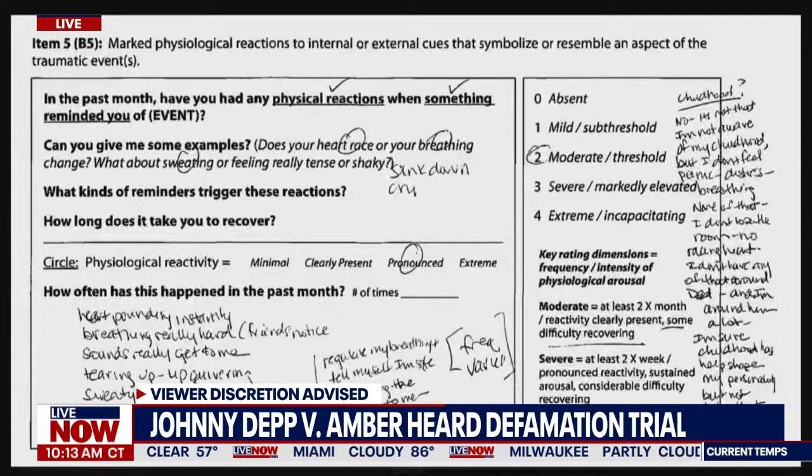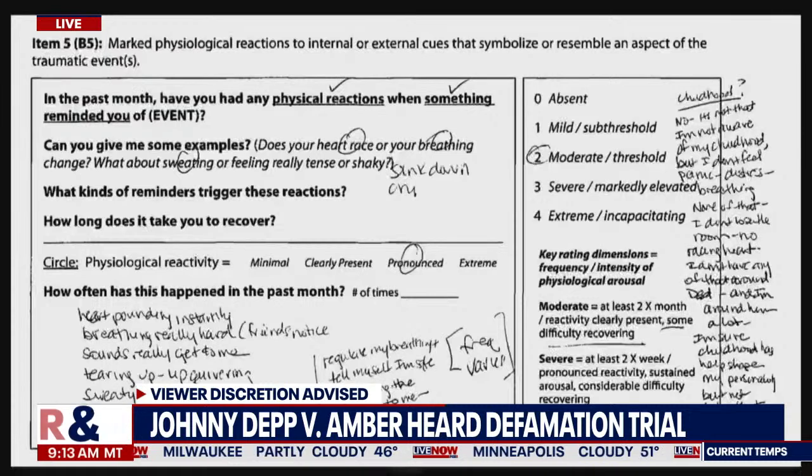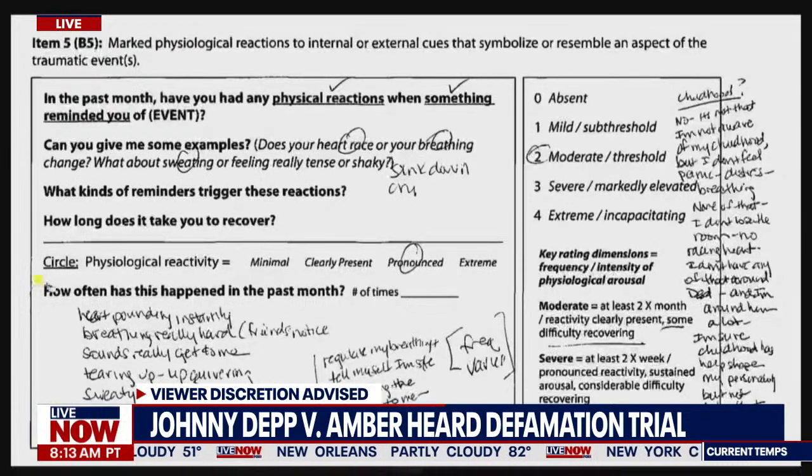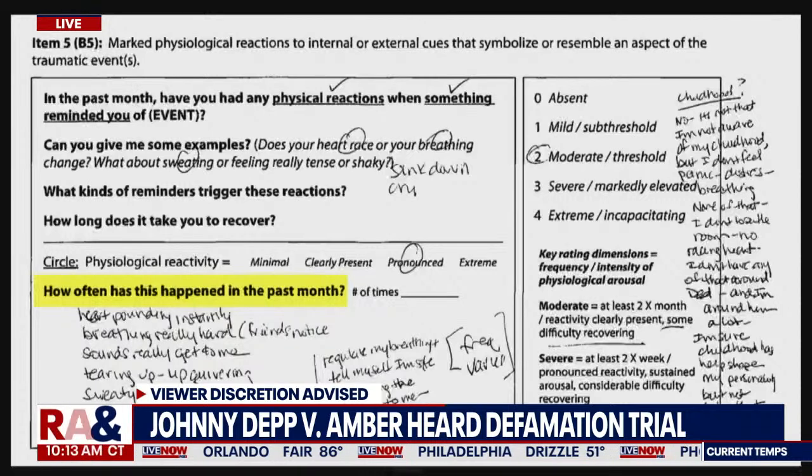All right. And you didn't provide any answer as to how long it takes to recover. She has some difficulty recovering. Okay. And then there's this question that says, how often has this happened in the past month? Number of times. Correct. And we talked about how these things are scored, and you've got to look at frequency and intensity, right? Correct. And you left the frequency box blank.